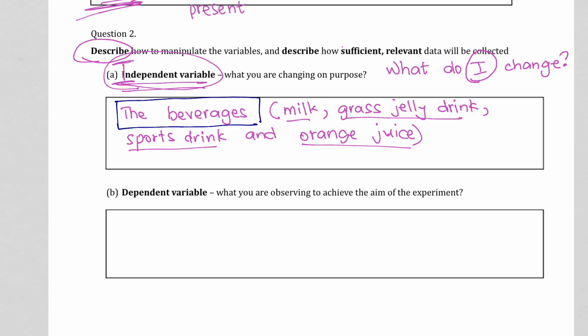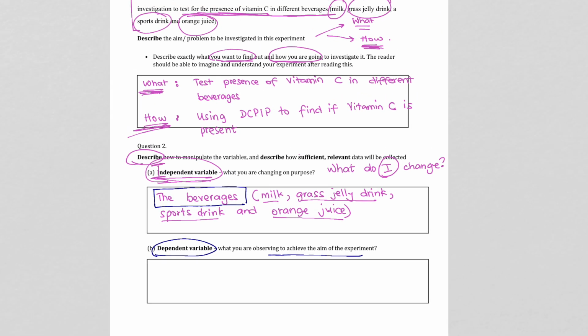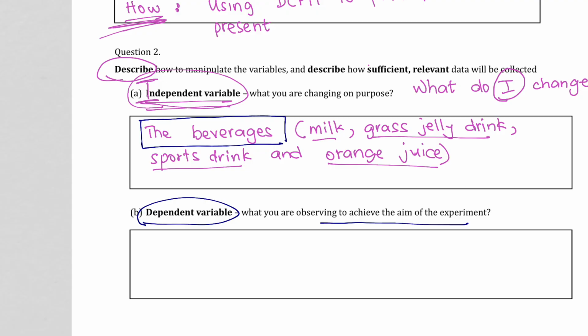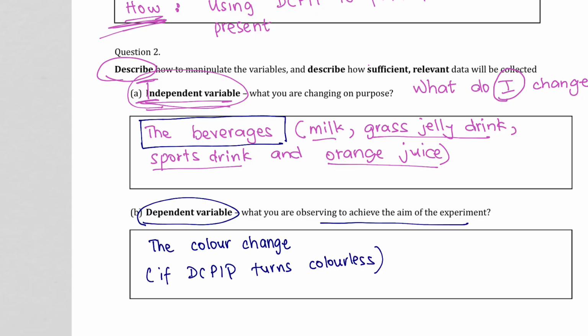Right? Now the dependent variable, dependent is what I'm going to measure, what I'm going to observe in this case. When there is vitamin C present, we saw that the DCPIP is going to get decolorized. The color is gone. So the observation is going to be the color change. This is what I'm observing. I'm going to check if the DCPIP turns colorless. And normally, if it turns colorless, we know that there is going to be vitamin C in it. So this is what I am observing.